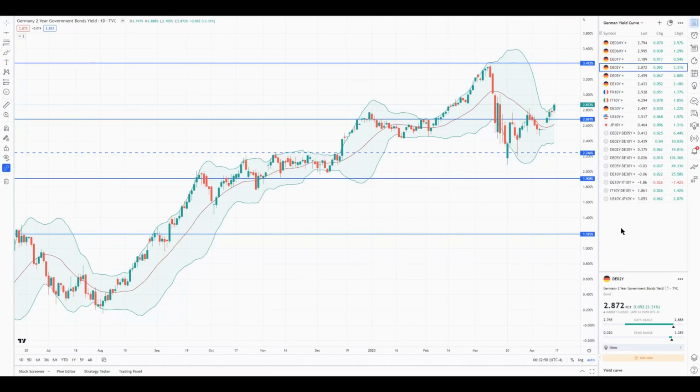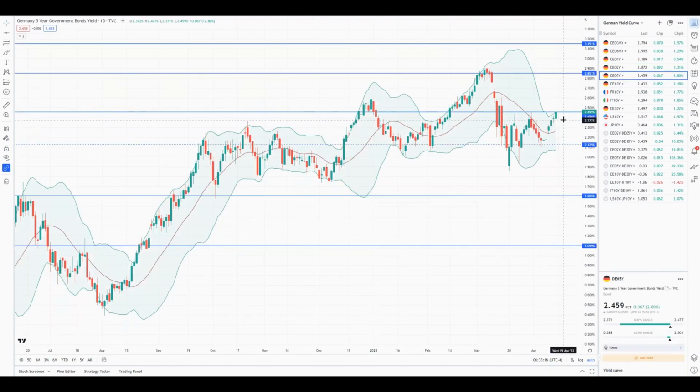What is interesting is that exactly what I said last week was likely to happen is happening, i.e. that the German curve is now leading. This is the Schatz, the twos. As you can see, it's much more advanced in its direction and leading than the US twos that I just showed you. The same is true in fives.